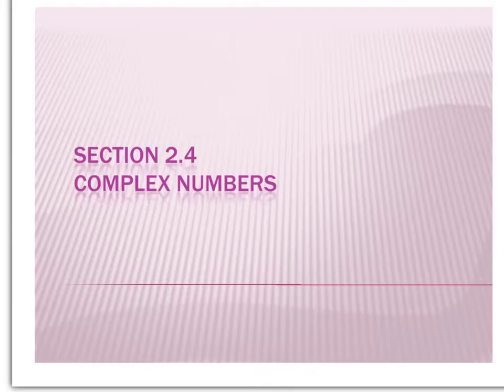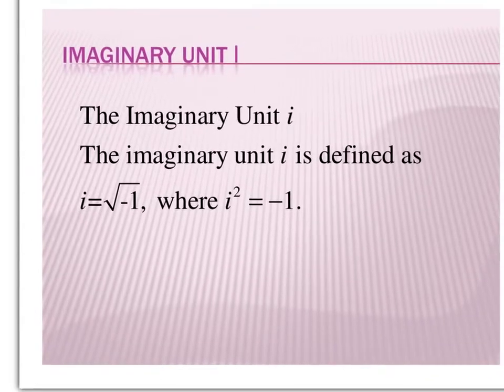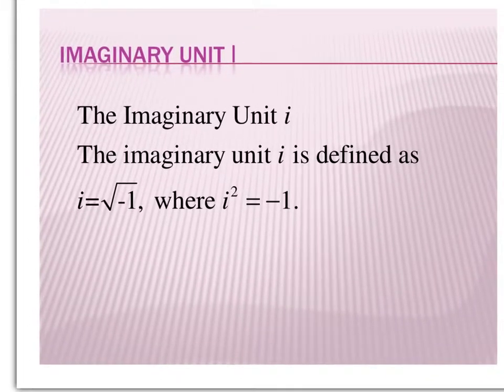So this section is on complex numbers, and let's first note. Remember that an imaginary unit, we're going to label that i, and the imaginary unit i is defined as i equals the square root of -1, where i squared equals -1. And then if I wanted to, I can continue a pattern.